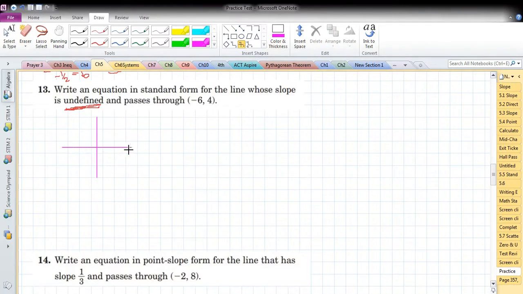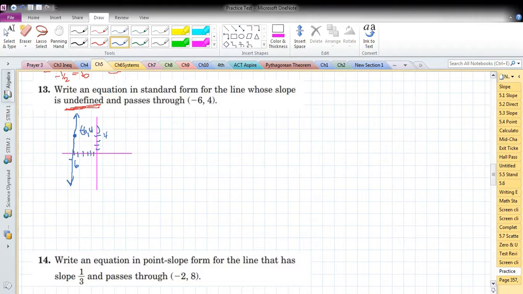All right. There we go. So negative 6, let's see, 1, 2, 3, 4, 5, negative 6, 1, 2, 3, 4. That's definitely not perfect, but it does not matter. So negative 6, positive 4 would be somewhere right here. And we know that the line is vertical. So we're going to draw it like this.